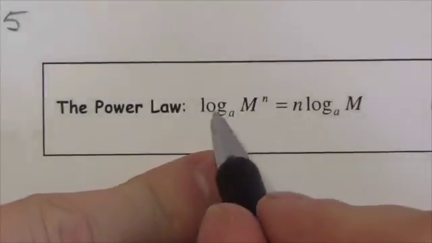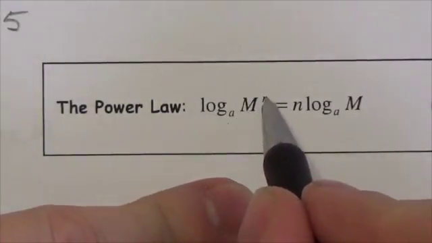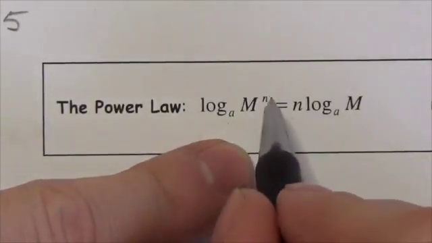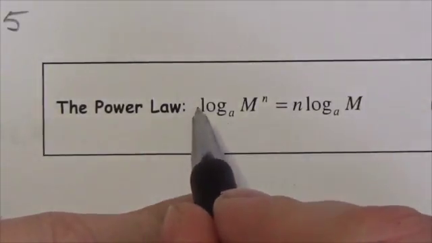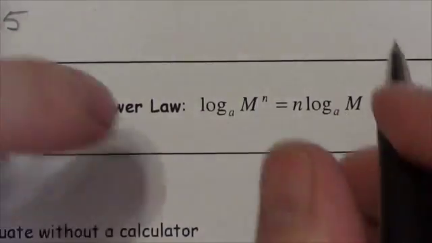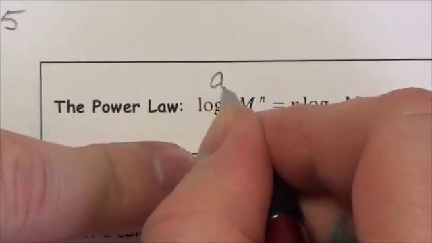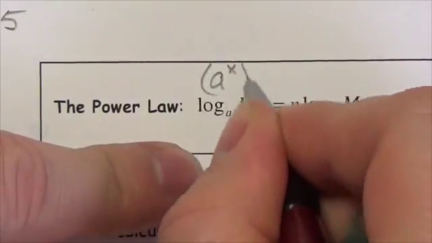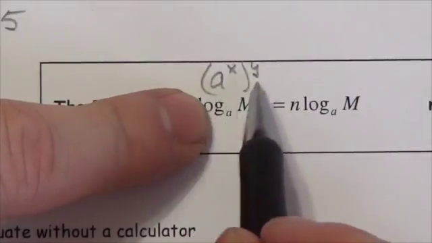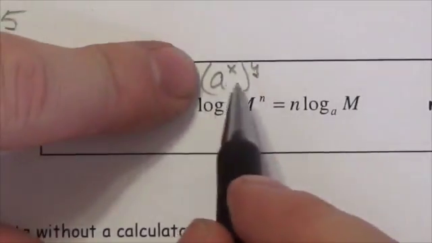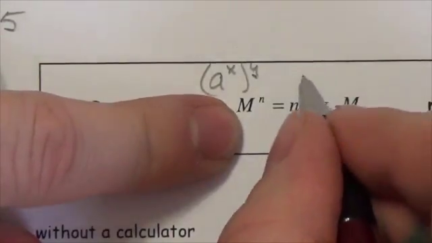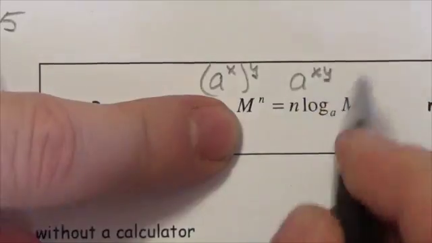And what this is saying here is if you've got log base a of m to the power of n, m to the exponent n, I should say, that we can rewrite that by bringing that exponent down out front and multiplying it through. Now, the reason why this works here is because if you've got a to the x, all to the power of y, to the exponent y, how do you evaluate that? Well, what you do is you multiply the exponents together.